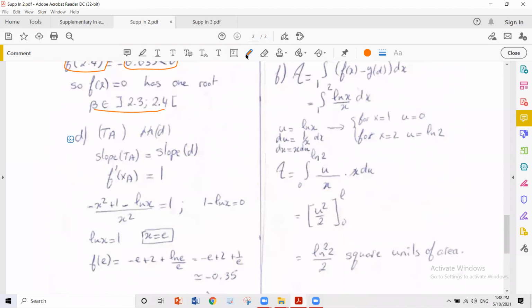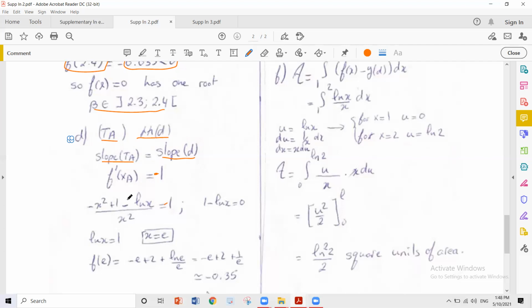Since the two lines are parallel, the tangent at A is parallel to D. Slope of the tangent at A equals slope of D. F prime of x A equals minus 1, not 1. So minus x squared plus 1 minus ln x squared equals minus 1.